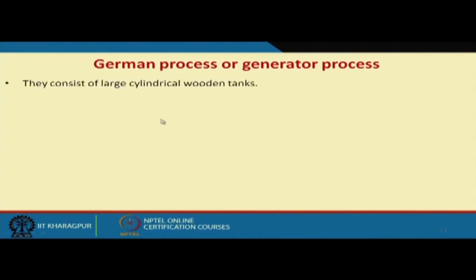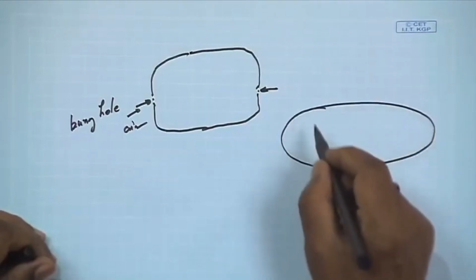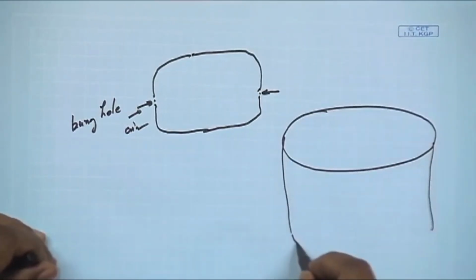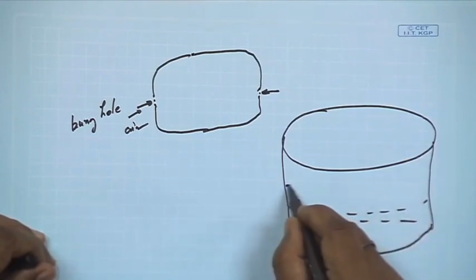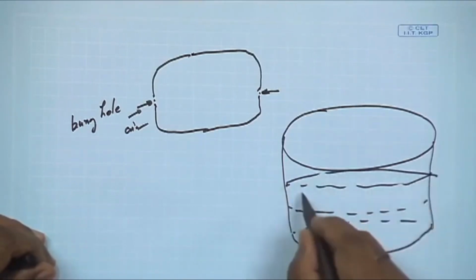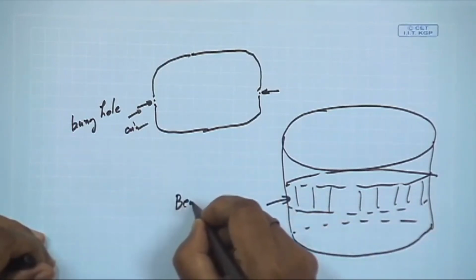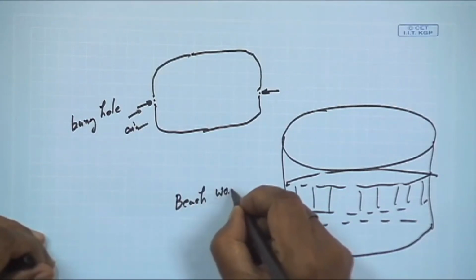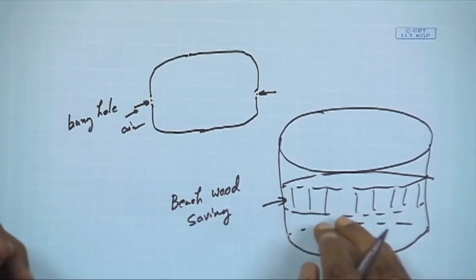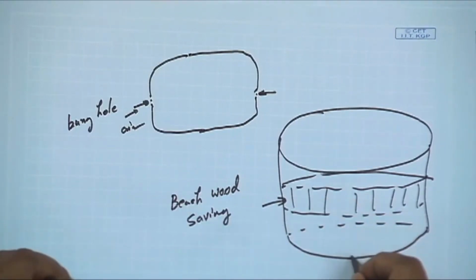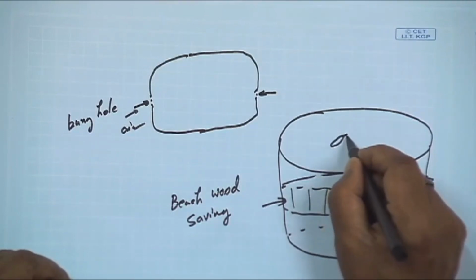This consists of a large cylindrical wooden tank. I can give the example that this is the wooden tank. Here we can have beechwood shavings. We can put the beechwood shavings, and so your organism will be immobilized on the surface. Then you pass your air through this, and here there is a sprinkler. So, you can have a sprinkler like this.